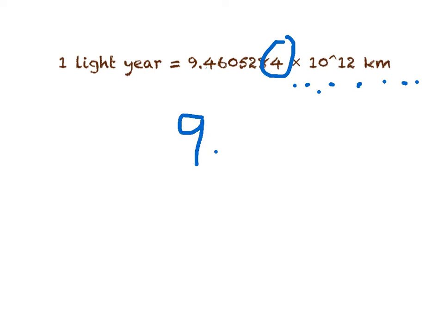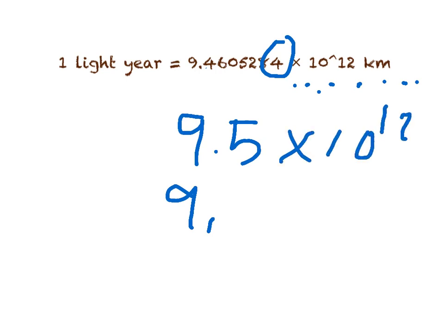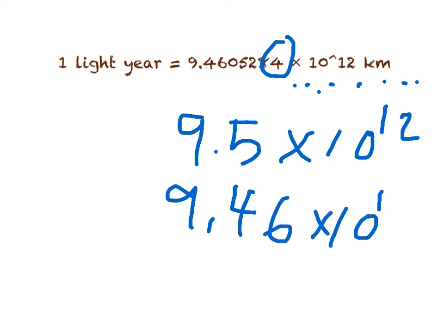If it was 9.5, what digit would it be accurate to? If it was 9 times 10 to the 12th? If it was 9.46 times 10 to the 12th, what digit would it be accurate to? So think about that. We'll talk more about that later.